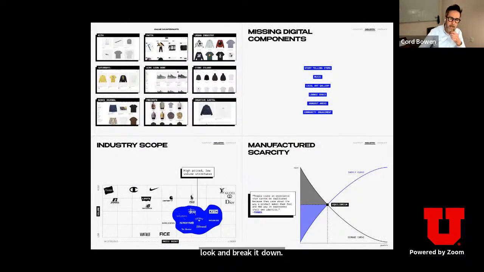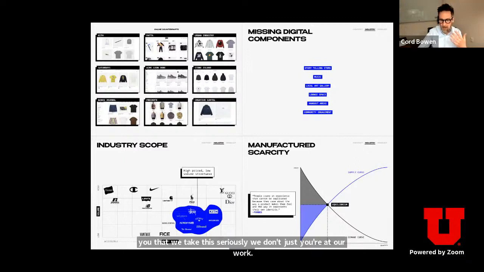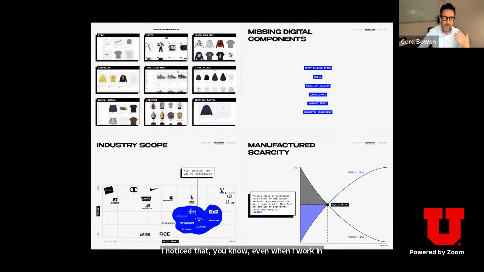And so again, I'm taking 4 slides and grouping them together for Austin, just to show you that we take this seriously. We don't gesture at our work. I noticed that, even when I work in the entrepreneurship program here on campus and other places, everyone wants to come in and say, I have an idea, I gestured at it, so it's good. And what we teach our students is, no, you need to validate it. You need to go out and show us that you understand the shape and where it is.